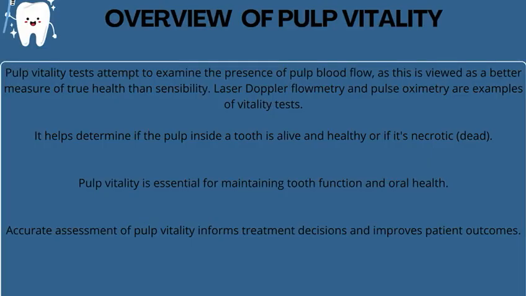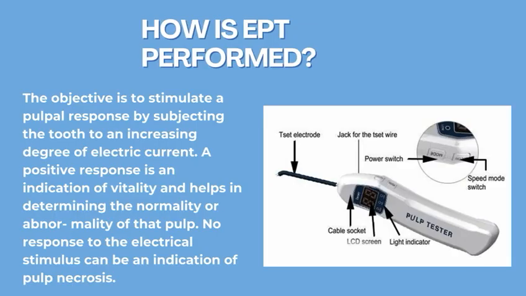Overview of pulp vitality. The pulp vitality test attempts to examine the presence of pulpal blood flow and to decide whether the pulp is vital, which means it has a healthy blood flow, or if the tissues of the pulp are necrosed or dead. Pulp vitality is essential for maintaining tooth function and oral health. Accurate assessment of pulp vitality informs treatment decisions and improves patients' outcomes.